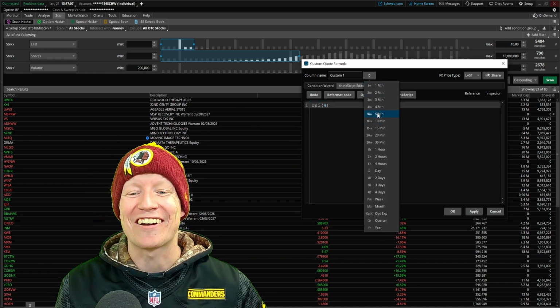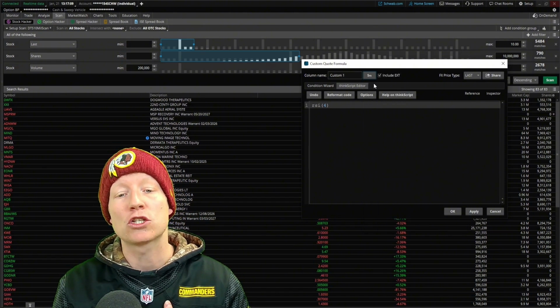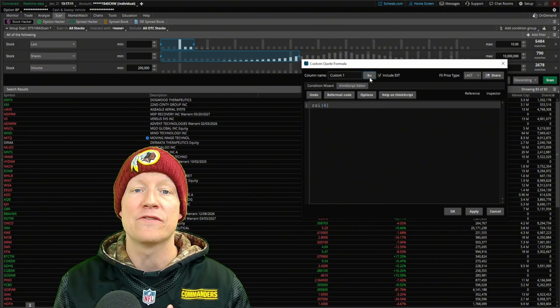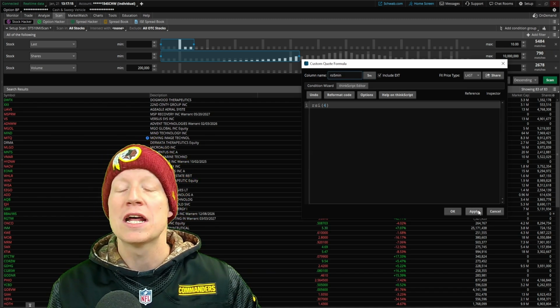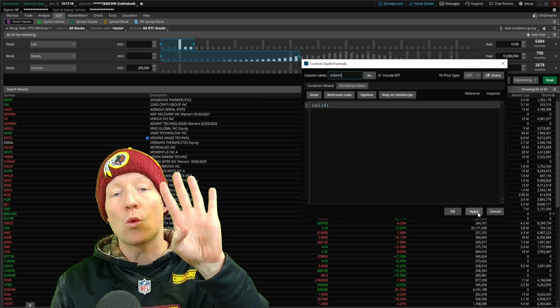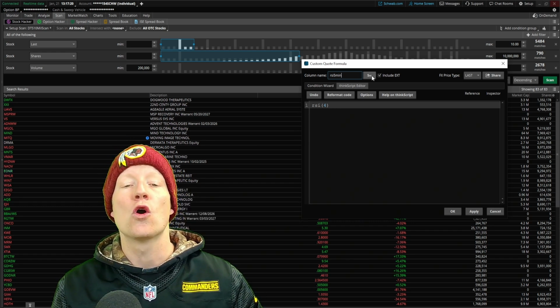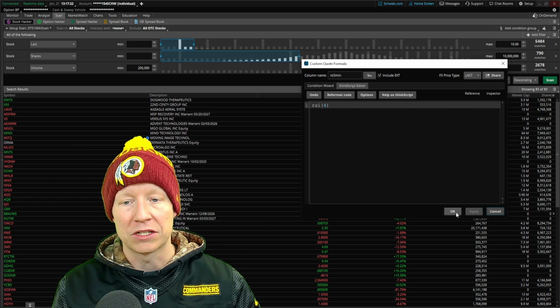This represents our time allocation. I'm going to run this against the 5-minute chart. I'll name this something like RSI 5 min. This is going to show us what the 4 length RSI value on the current 5-minute candle is.